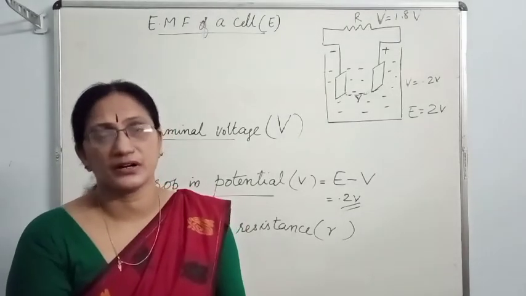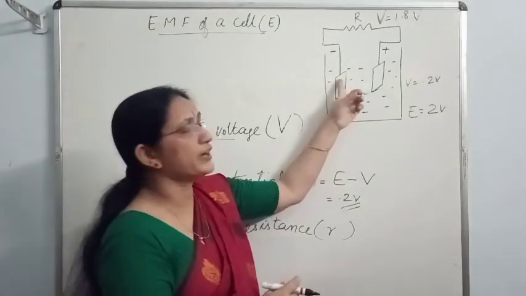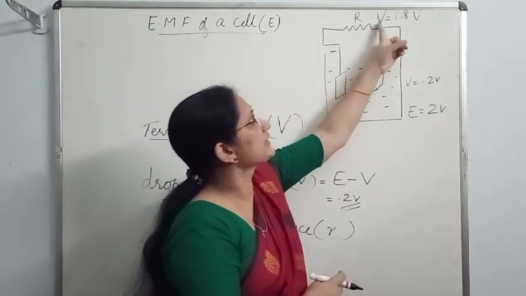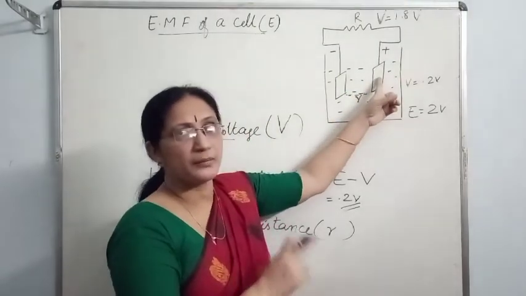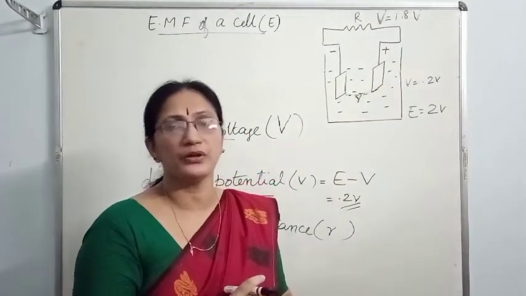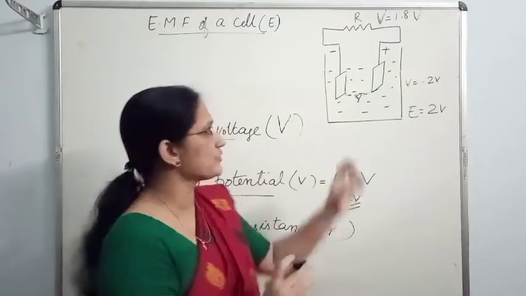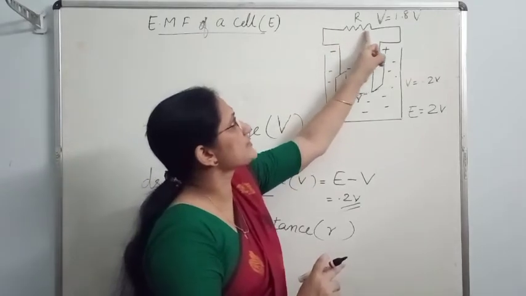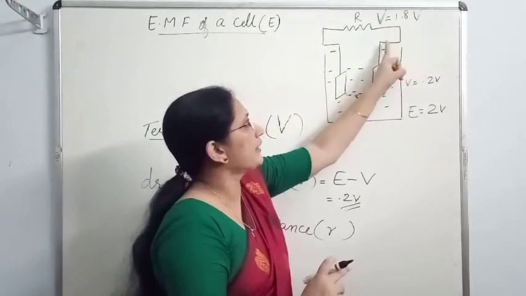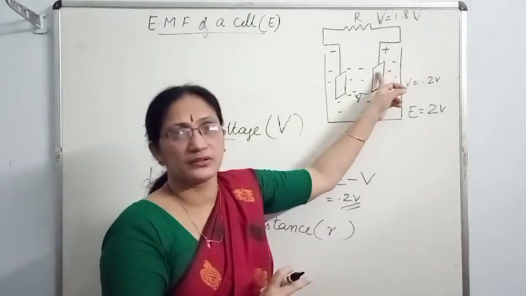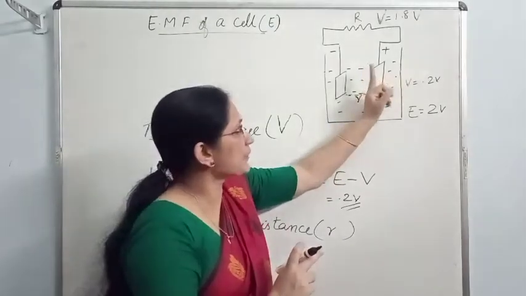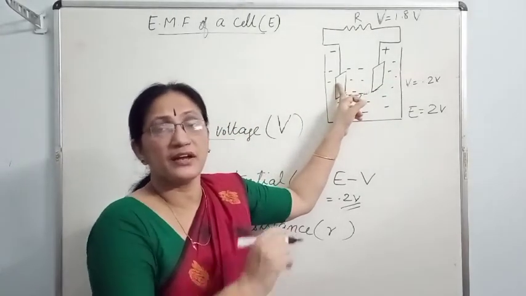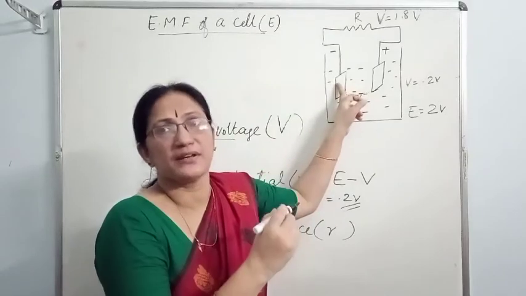Imagine one coulomb charge moves from one electrode to the other electrode through this external resistance R. One coulomb charge means 6.25 into 10 to the power 18 electrons. Start from this negatively charged electrode. It moves through this external resistance R, capital letter R, and reaches the other electrode. Then from that electrode, the same charge reaches the starting point again. Then the complete circuit is completed.